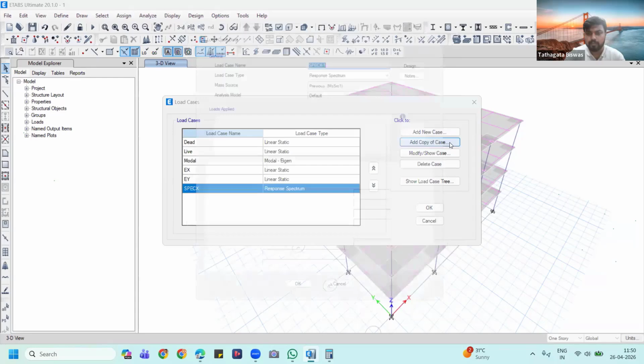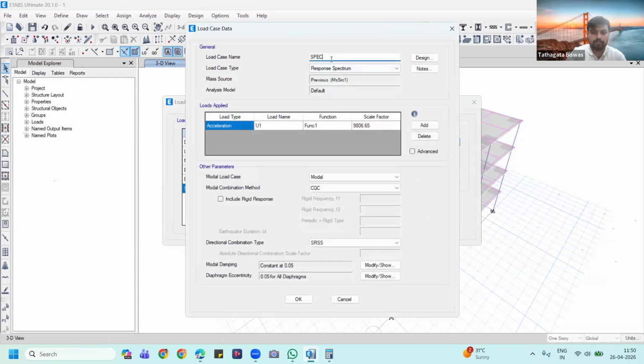Similarly, you can make a copy of it. This will become Spec Y. This will become U2 because the direction should be changed.